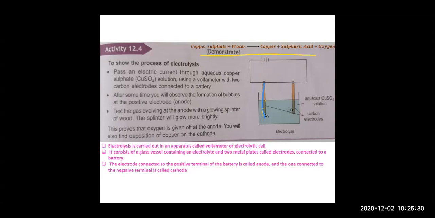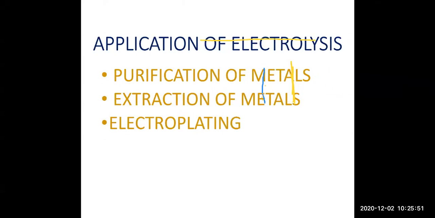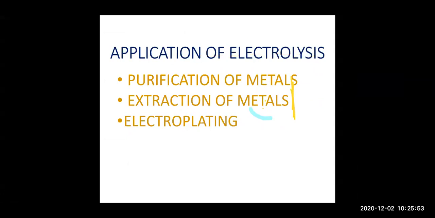Here it is released, which you can see in the form of bubbles. And when you remove this plate, beta, you will see that its thickness has increased. It has become thicker than before, meaning something has got deposited on it, a layer has formed on it, and that is a copper layer. So this is your electrolysis, right? Now these are the applications of electrolysis: purification of metal, extraction of metals, and electroplating.